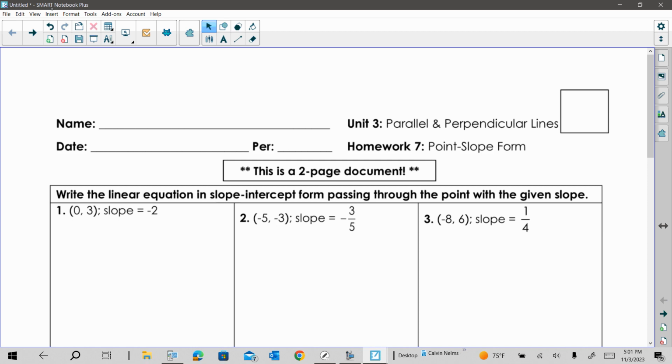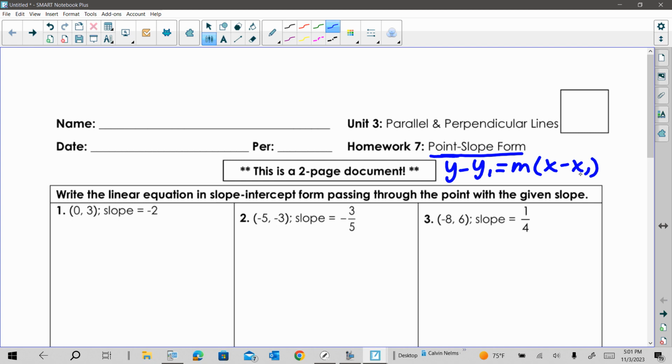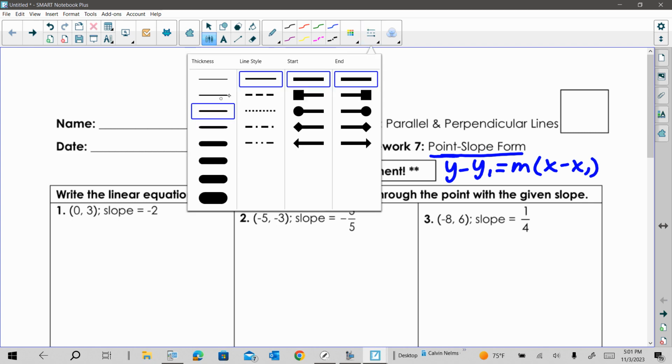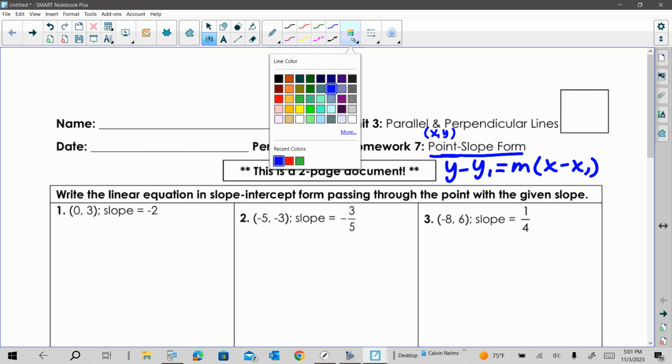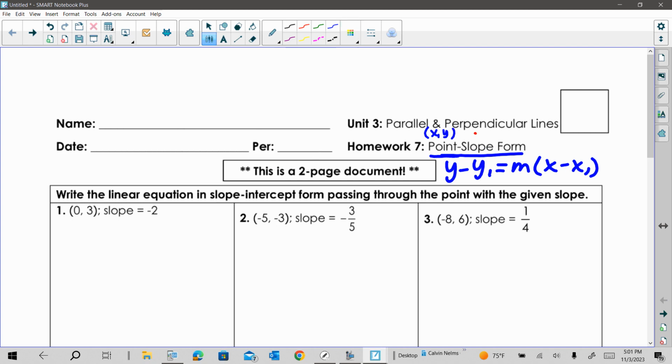So in this worksheet, you're going to have to start off with using your point slope form to set up the equation. Our point slope form is y minus y1 equals m parentheses x minus x1. We need a point, which is the x1 and the y1, and we need the slope, which is the m in the point slope form.